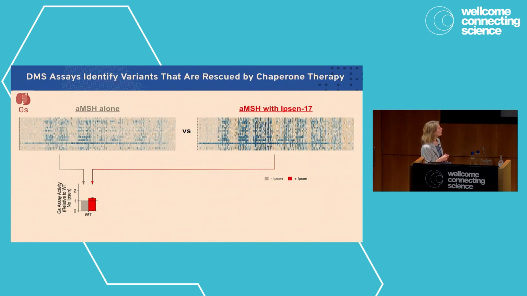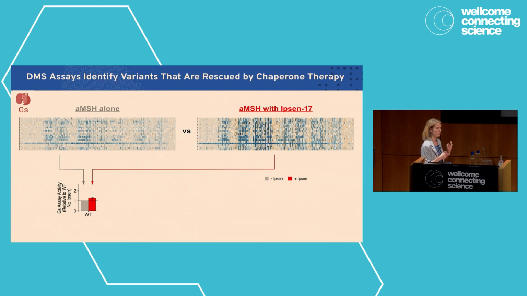So for this, we did one DMS assay with alpha MSH stimulation alone. Alpha MSH, again, is the native peptide ligand that activates MC4R. And we also did a version of the assay with alpha MSH in combination with Ipsin-17. For the sake of clarity, I've narrowed down all of this to a bar plot. So on the y-axis is the GS assay activity. Everything that I'm going to show is going to be relative to this bar right here, which is the wild type protein without treatment.